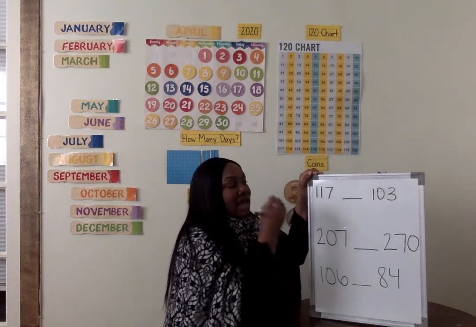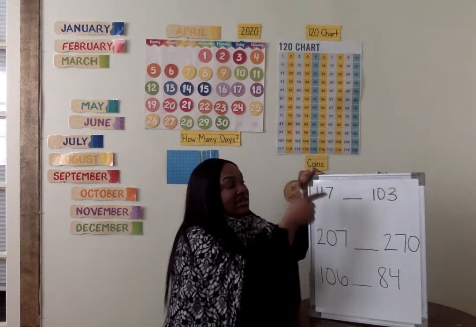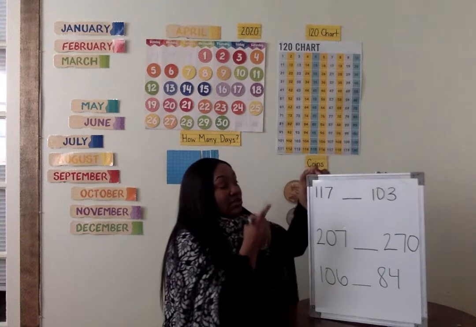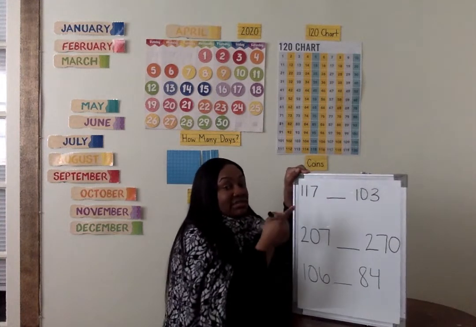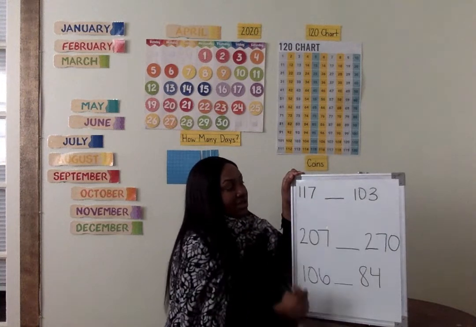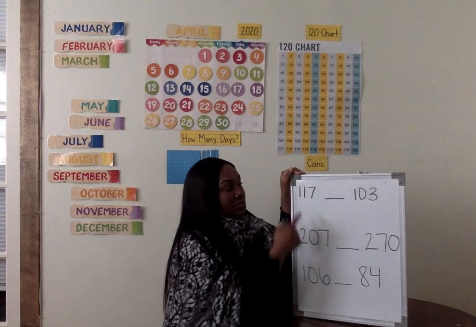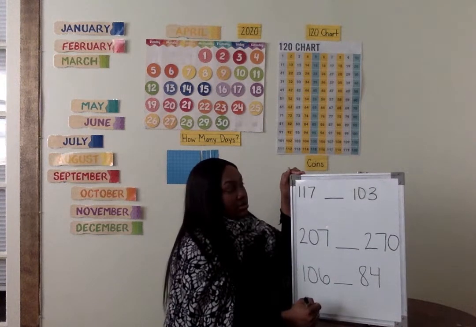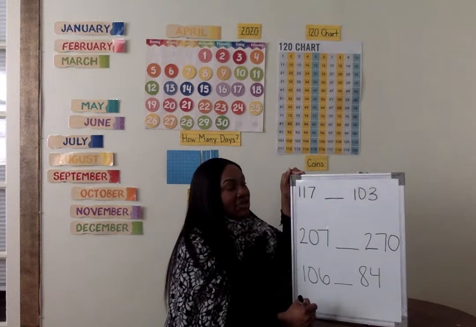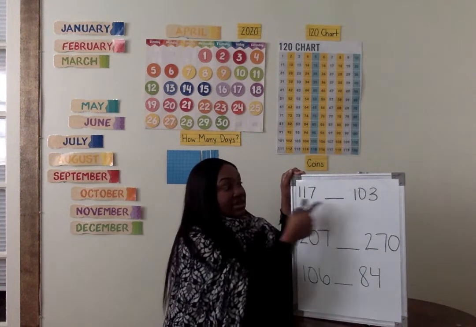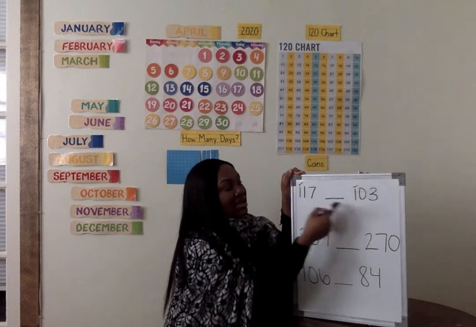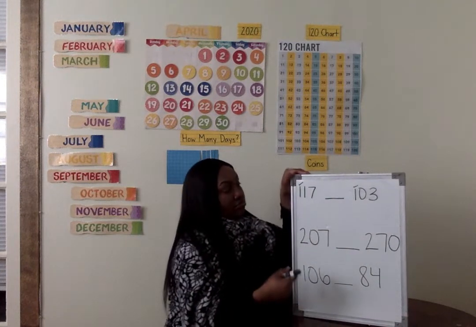When I have two numbers, I'm going to put a check if the numbers in the same place value are the same. If those two numbers are the same, I'm going to go to the next place value. So let's look at 117 and 103. What number is in the hundreds place in the number 117? Great, it's a 1. But what number is in the hundreds place in 103? 1. They're the same. So I'm just going to put a check up top because that's not going to help me figure out which number is bigger.